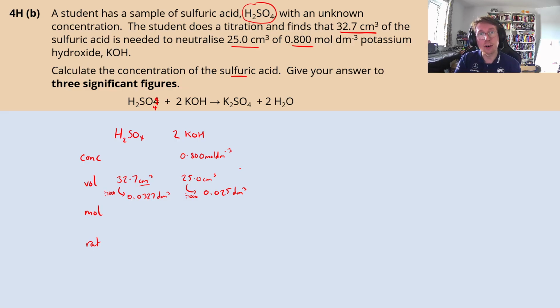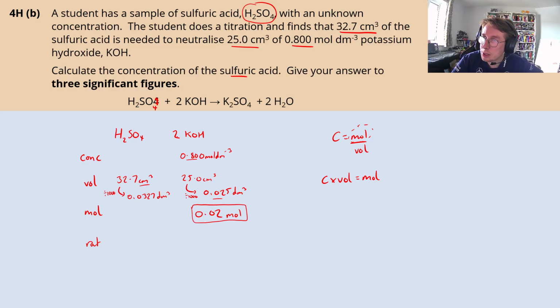And then we need to find the number of moles. And remember, concentration is equal to moles over volume. So therefore, in order to find the number of moles, we need to rearrange by multiplying both sides by the volume, which means concentration times volume is equal to the number of moles. So if we do 0.800 multiplied by 0.025, we get an answer of 0.02. That's the number of moles of potassium hydroxide that we have.